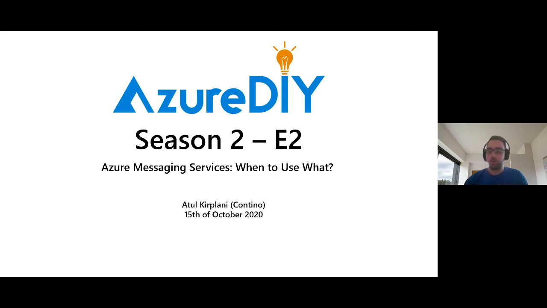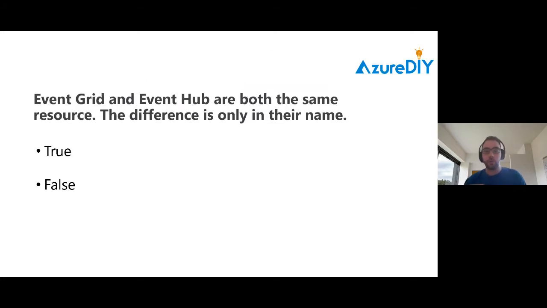As we go forward, I've got a few questions just to build a little bit of time for the first 5 minutes or so. Feel free to put what you think the answers are in the bottom right of the screen. We're starting off with a fairly easy one. Event Grid and Event Hub are both the same resource. The difference is only in their name. True or false? This actually came up in one of my customers once, but it should be pretty simple. Are there any answers in the Q&A, guys? We are waiting for the answers to come through.